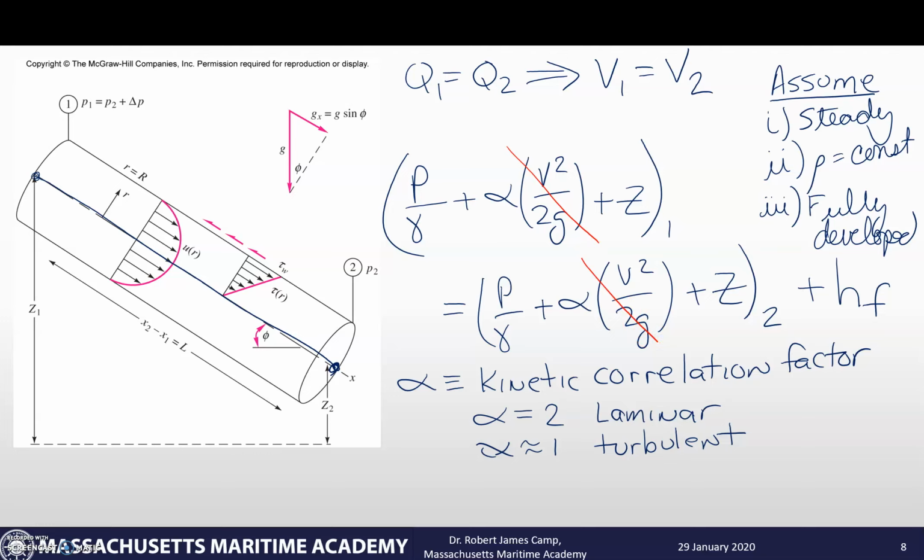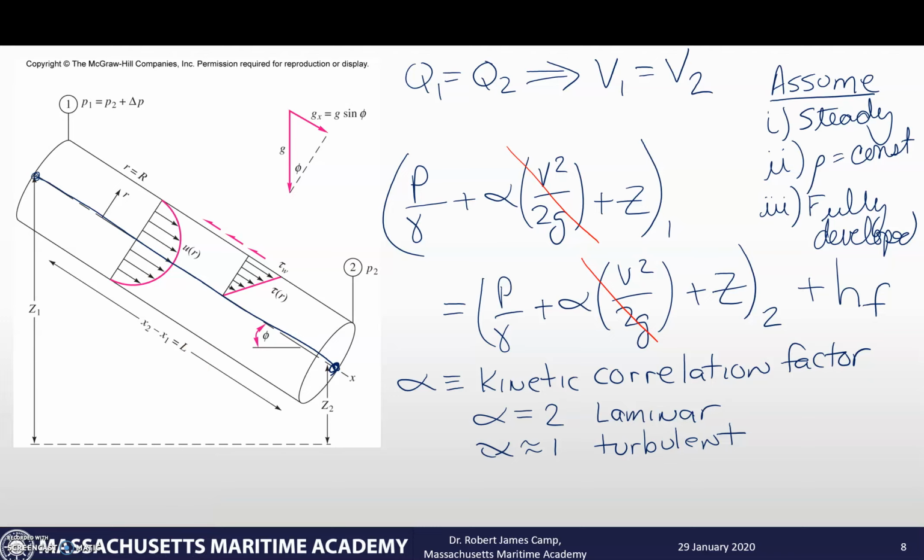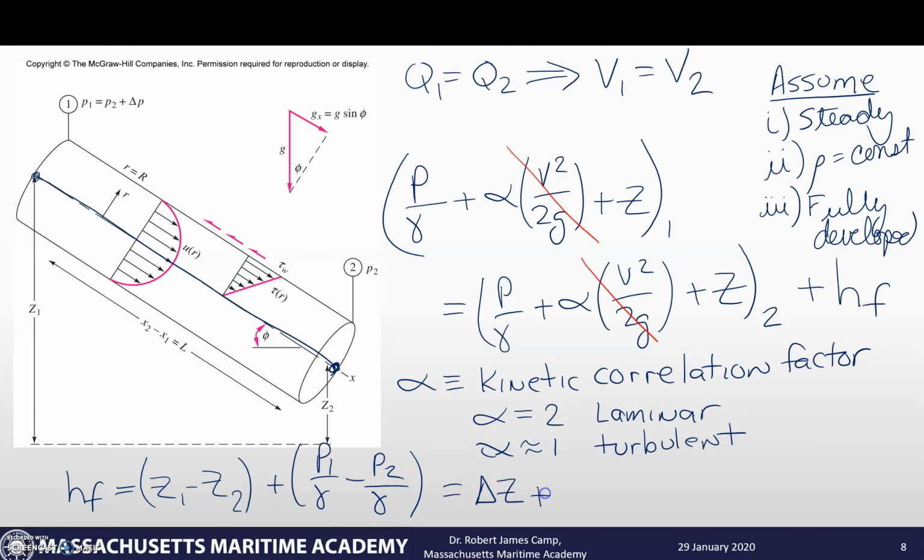And so what we're going to be left with is the equation for hf reducing down to the change in height and the change in pressure. So hf is going to be z1 minus z2, so there's our elevation change, plus P1 over gamma minus P2 over gamma, which we can rewrite as delta z plus delta P over gamma. So the head loss, the way that we would find it, is going to be the change in height, or the change of the gravity head, and then the change of the pressure head. And I'm going to mark this equation with a 1, because we're going to come back and use this equation for something else.